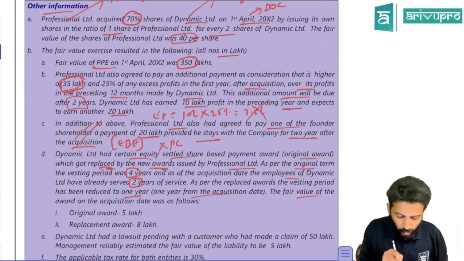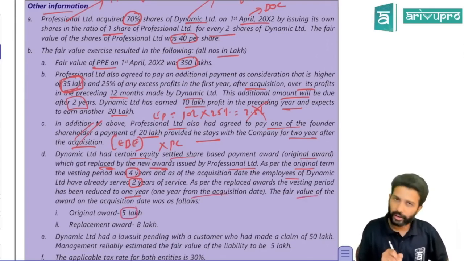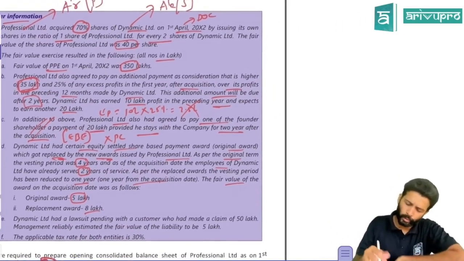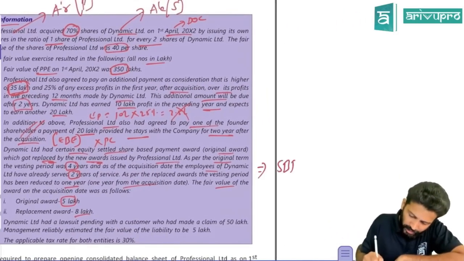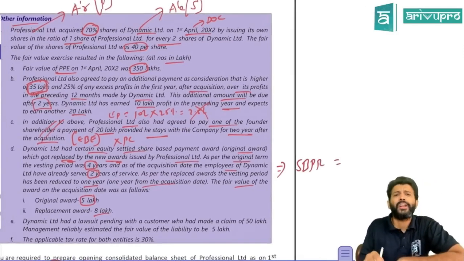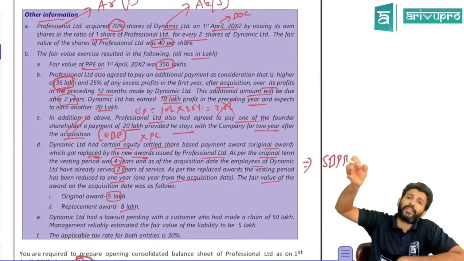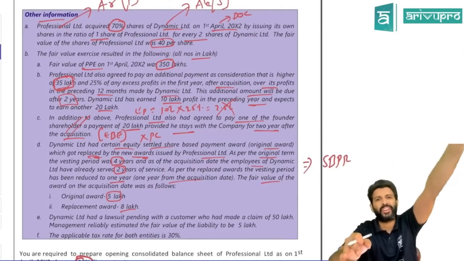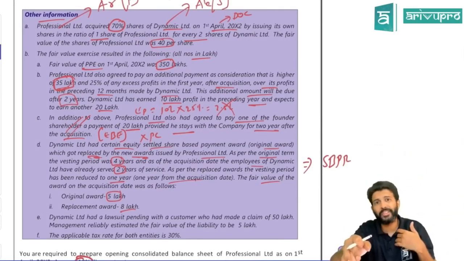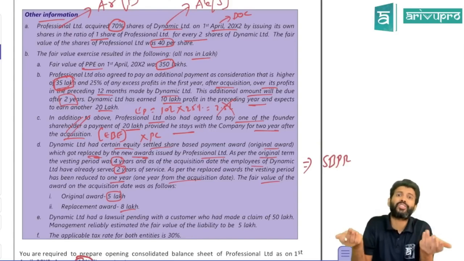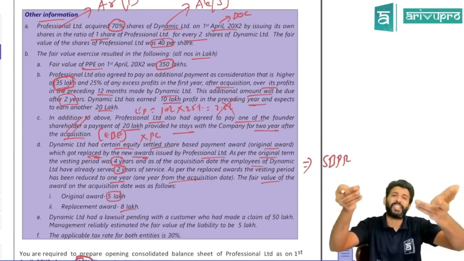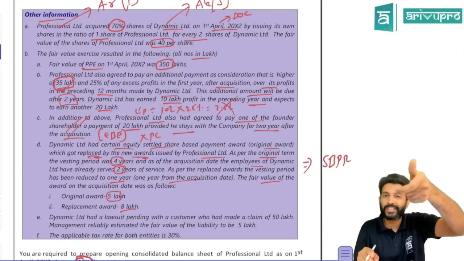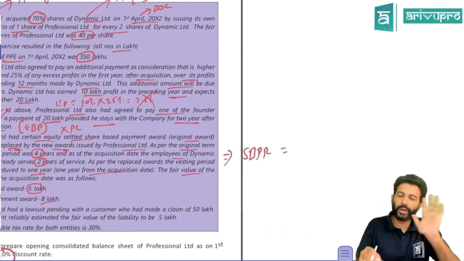The fair value of the award on acquisition date is as follows. The original award, the old scheme's fair value is 5 lakh, and the new scheme's is 8 lakh. What to do for this? We need to find the prorated SBPR. Why, sir? The parent is giving shares to the employee, but the employee has already served for 2 years. For those 2 years, is the parent getting service? No, the subsidiary got the service, but the parent is not getting any benefit. Still they are giving shares. So that portion of shares is not for service. That portion should be considered for PC. We call that prorated SBPR.